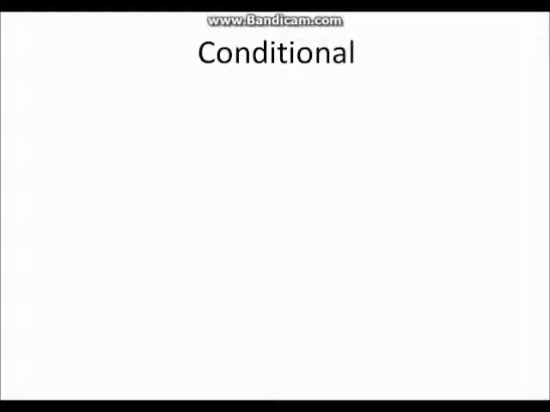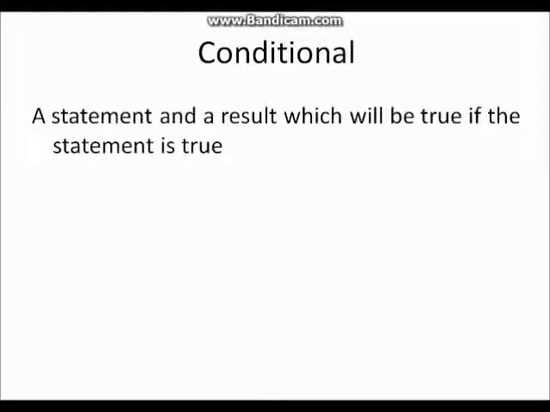Now, the next component of proofs is the conditional. Now, the conditional is a framework. It's the basic statement that you'll be using. And it's basically a statement and a result where the result will be true if the statement is true. And these take the form of P and Q. P is the statement, Q is the result. I don't know why they chose to use those letters, but they did, and that's what we use.